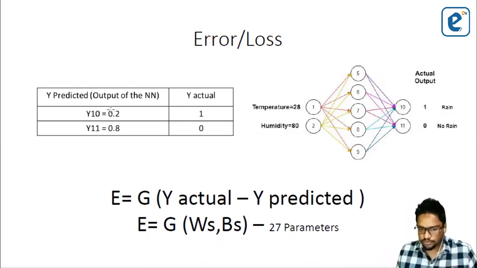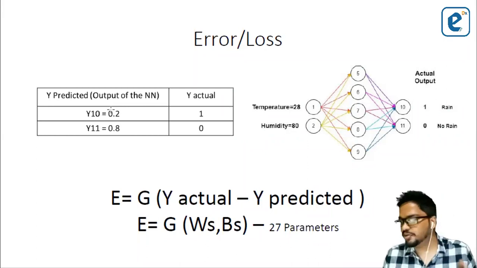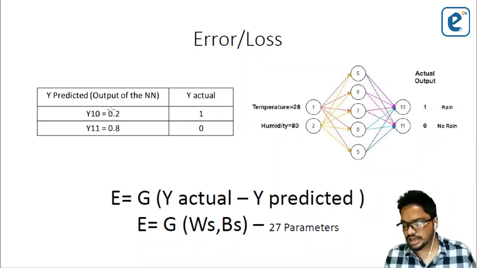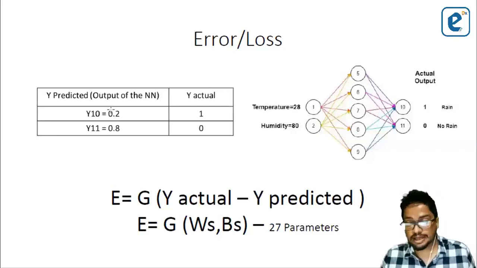So in order to minimize the error, we need to change the error, right? In order to change the error, we need to change y actual or y predicted or both. But we can't change y actual since it's historical data. So we can change y predicted, and we know y predicted is a function of weights and biases. So automatically the error will become a function of weights and biases.